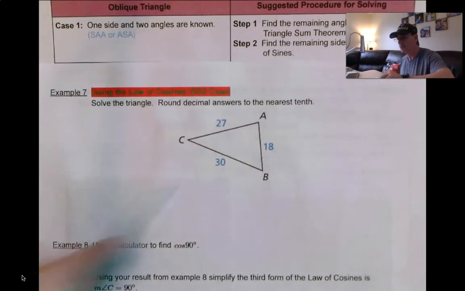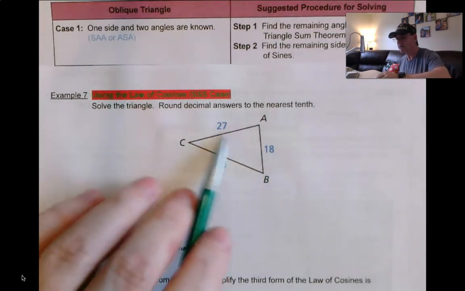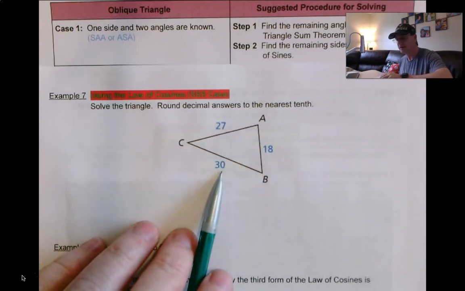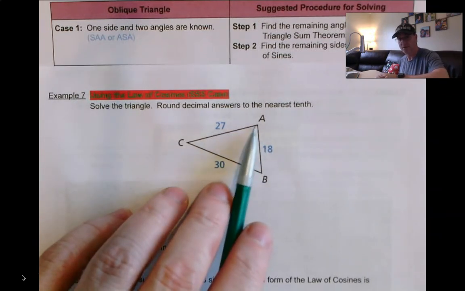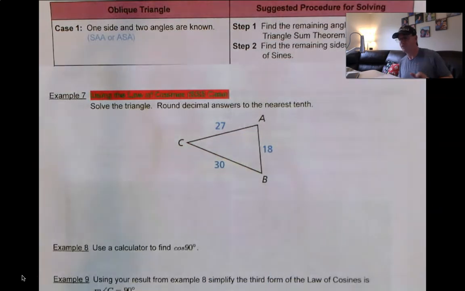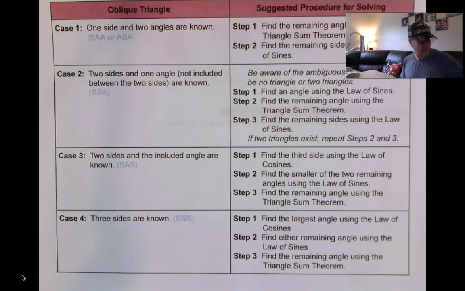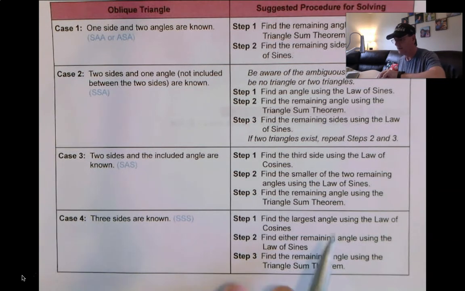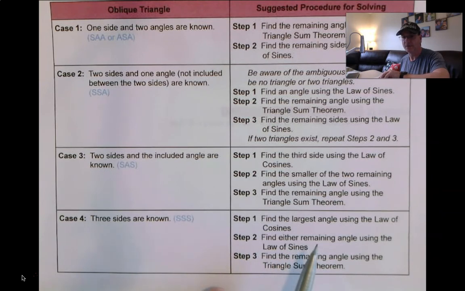Side, side, side example: we're going to know which angle is the largest angle because it is opposite the largest side. So when we get to example 7, we're going to find angle A first. Once we find angle A, longest side, example 2, we can find either of the remaining angles using the law of sines. It doesn't matter at that point. Once we have found the largest angle, and that's the key, then we can find either of the two remaining angles using law of sines.